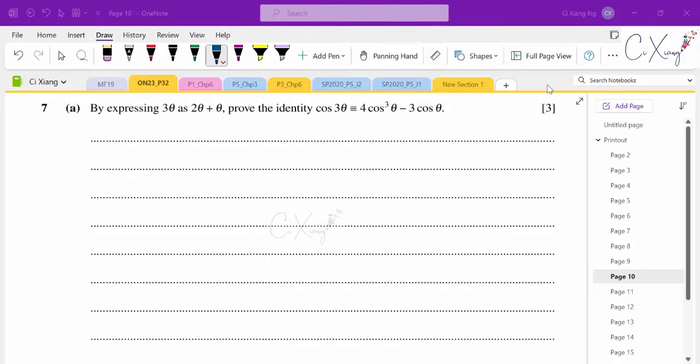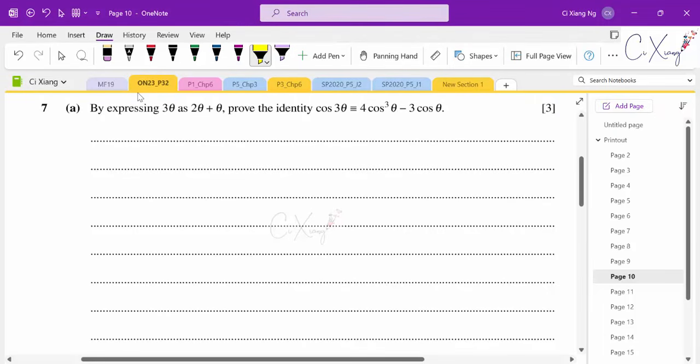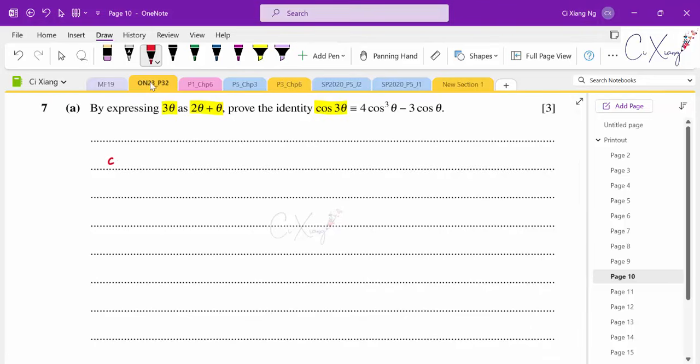Okay, so question number 7. They want us to express 3 theta as 2 theta plus theta, then prove this identity: cos 3 theta equals this one on the right hand side. Since they already give us a hint, we should start from cos 3 theta, and I want to express it as cos of 2 theta plus theta. When I have cos of 2 theta plus theta, it is like a compound angle formula for cos. So it is something like cos A plus B, where your A is the 2 theta, and your B is the theta.